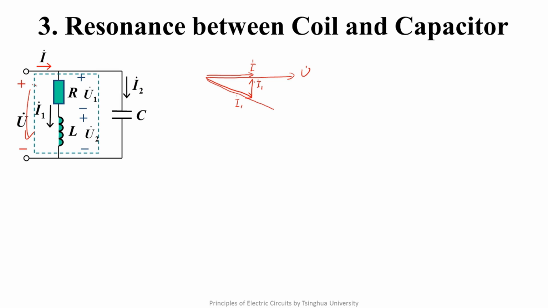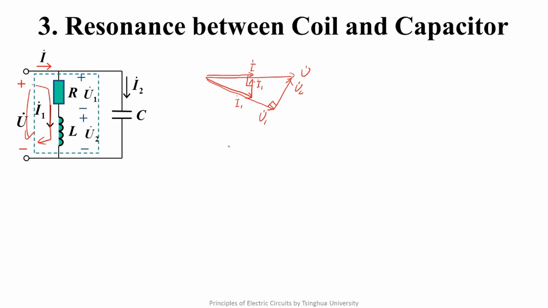According to KVL, the moduli of U1 and U2 are limited. That is, U1 is perpendicular to U2, and the sum of the two phasors should equal U. In this circuit, the current triangle and the voltage triangle are both right triangles. They are similar.